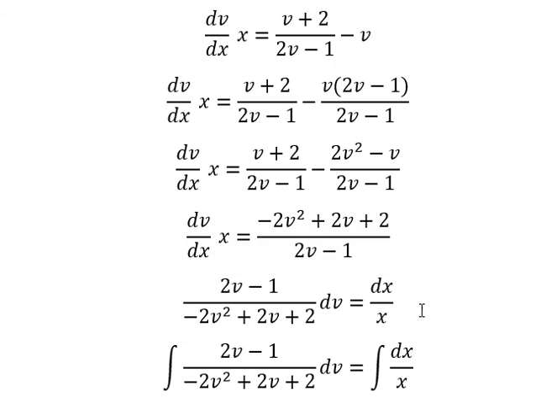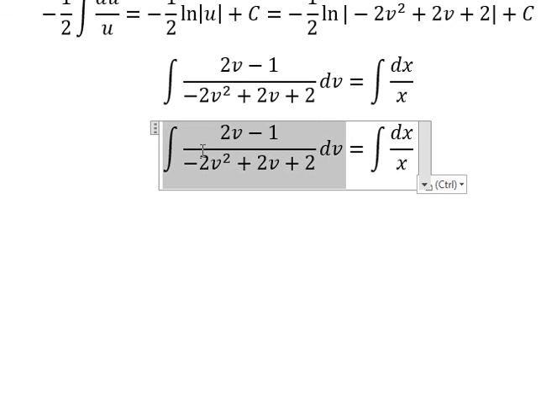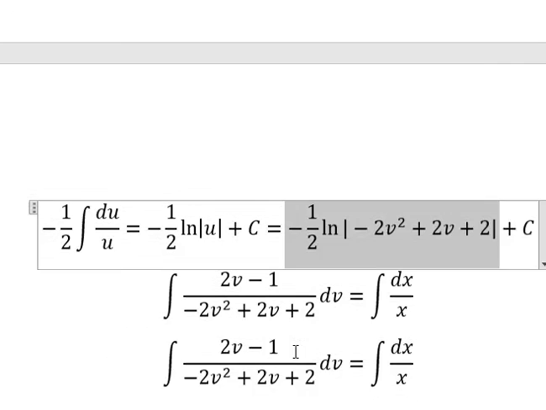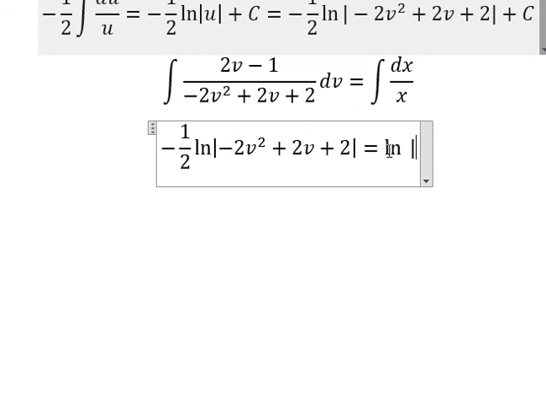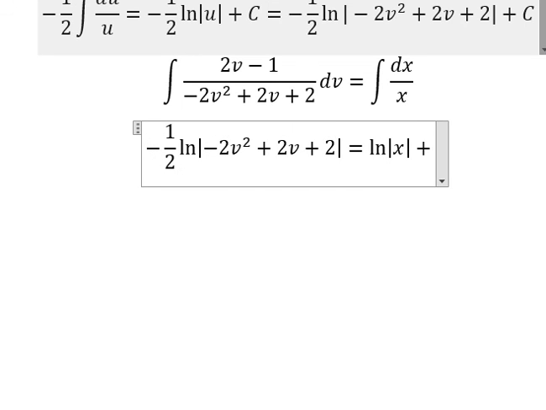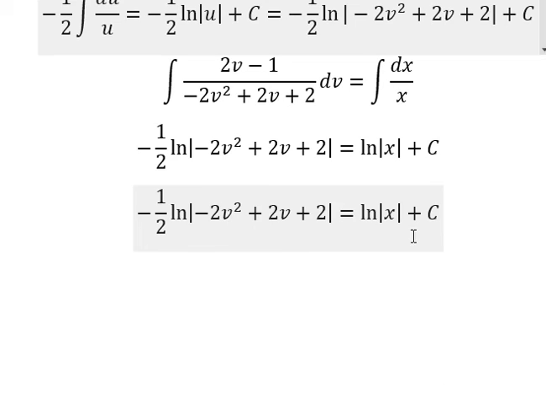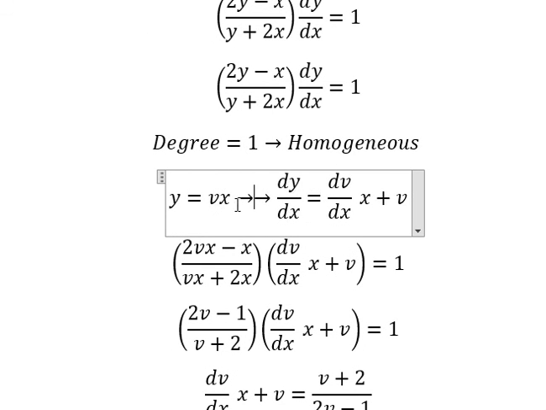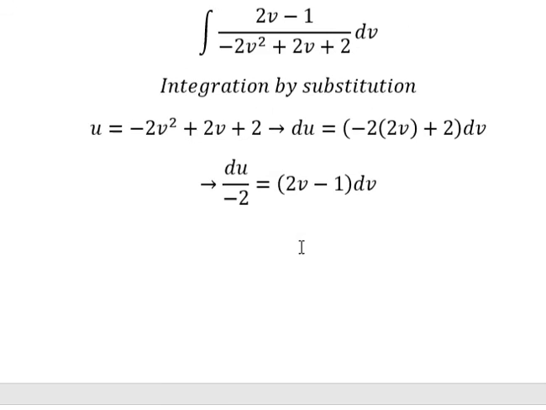Next, we go back in here. So the integration of this one is this one. This one we have Ln of the absolute value of x, and I will put c. About v, that is this one, so we divide both sides by x. And now we need to change v into this one.